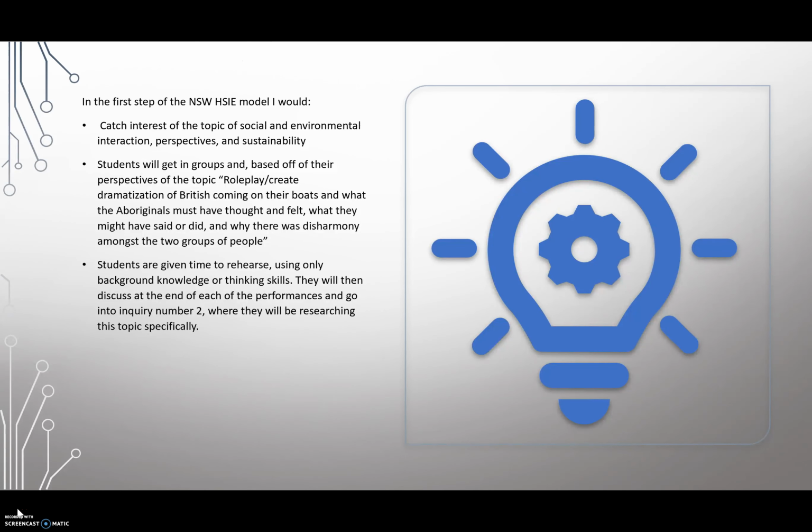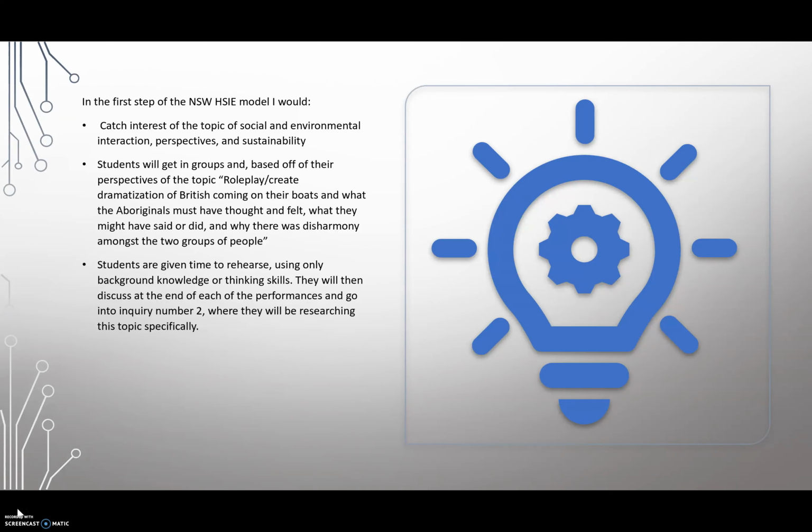So in the first step of the NSW HSIE model, I would catch interest of the topic of social and environmental interaction, perspectives and sustainability. And then to get them interested, students will get in groups and based off of their perspectives of the topic, role play, create dramatization of British coming on their boats and what the Aboriginals must have thought and felt, what they might have said or did, and why there was disharmony amongst the two groups of people.